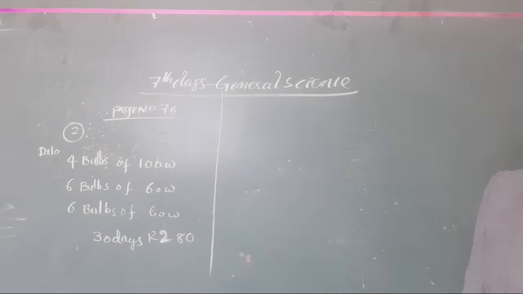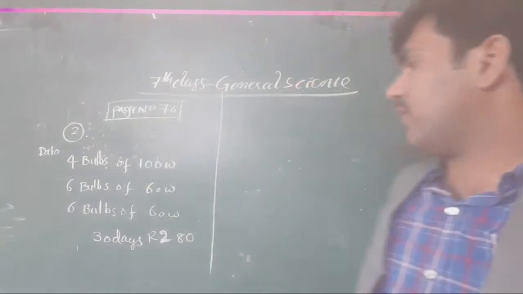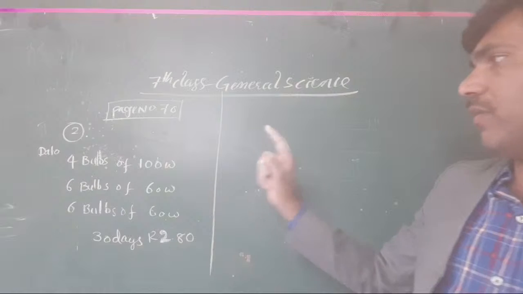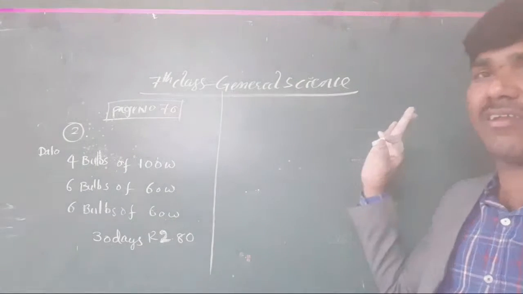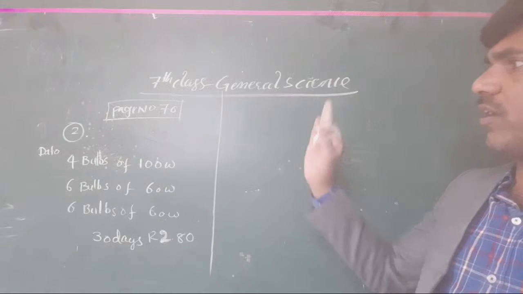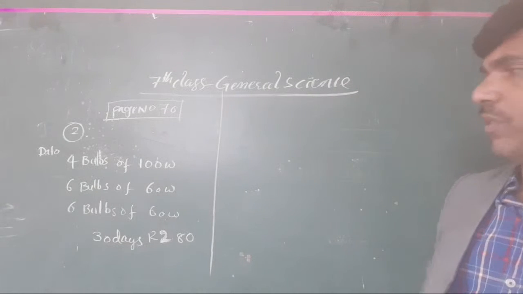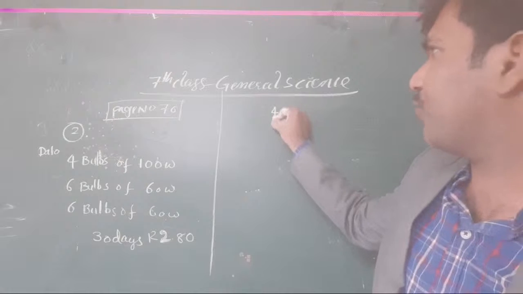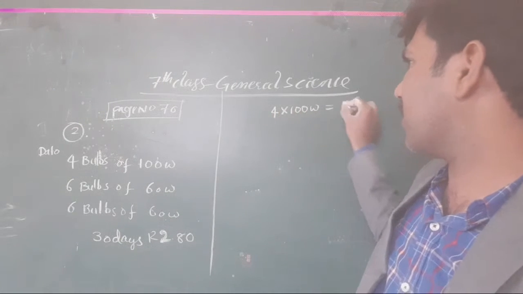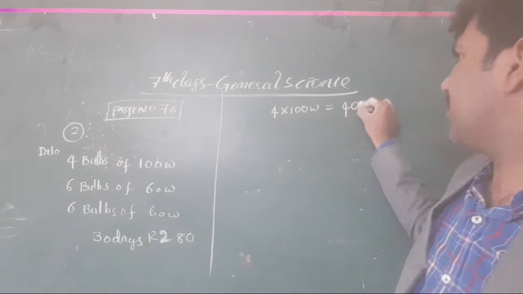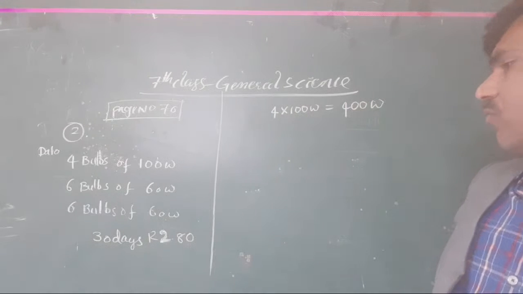Okay, clear or not all of you? What is the current bill for that? Now, whatever we are taking here, the data will be provided. How many total watts are made? It works for our bulbs. The first thing is 4 bulbs. 4 into 100 watts are consumed for that. That's why it is 400 watts.